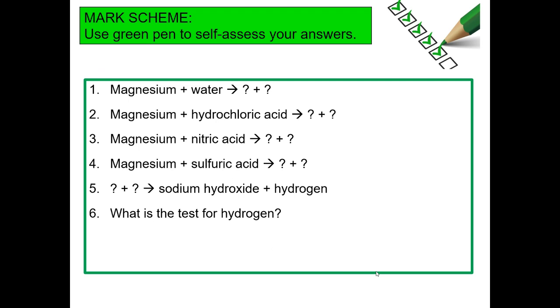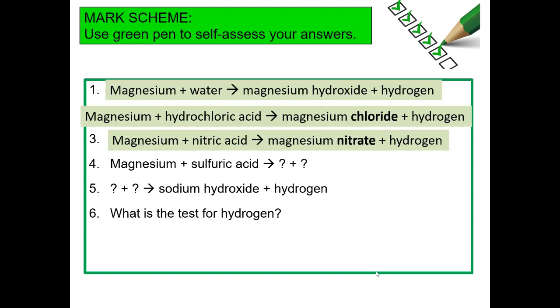For the second one, magnesium and hydrochloric acid. We have a metal plus an acid making a salt and hydrogen. So we make magnesium chloride plus hydrogen, because hydrochloric acid makes a chloride. Magnesium plus nitric acid, again, metal plus acid makes salt plus hydrogen. Therefore, we make magnesium nitrate plus hydrogen. Remember, nitric acid always makes a nitrate.